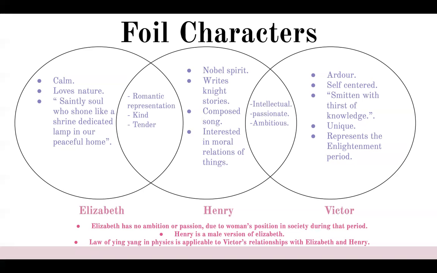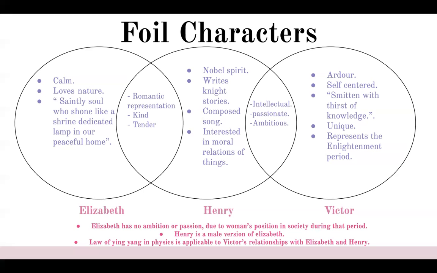He has this responsibility, whereas Elizabeth's responsibility is completely different. Her responsibility contrasts Henry's responsibility because she, as a female, has the job of taking care of her family members and the household, whereas Henry has to build a career for himself, which is the gender lottery. The gender lottery is what differentiates these 2 characters. But what they're trying to tell us is that Henry is the male version of Elizabeth. And as we know, he's a noble spirit, and he writes composed stories, and he composes songs, and he's interested in the moral relations of things.